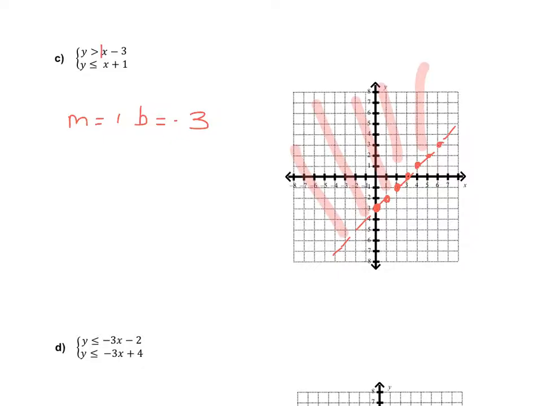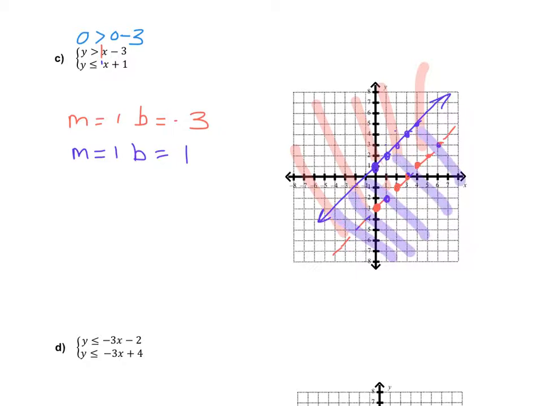And just to make sure, you should also check one of the points. Let's check 0, 0. So 0 is greater than 0 minus 3. Yes, 0 is greater than -3, so I know I shaded that one correctly, so we're going to leave that there. Then the second inequality says y equals x plus 1, so the slope is 1 and the y-intercept is 1. So I begin at 1, rise 1, run 1, and so on. It is a less than or equal to, so I'm going to make a solid line. And less than shades below the line.